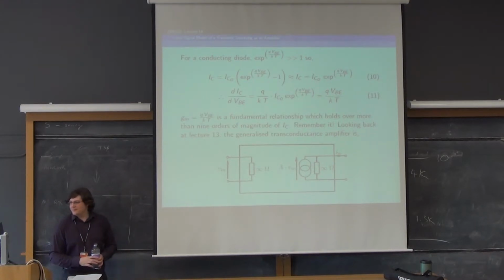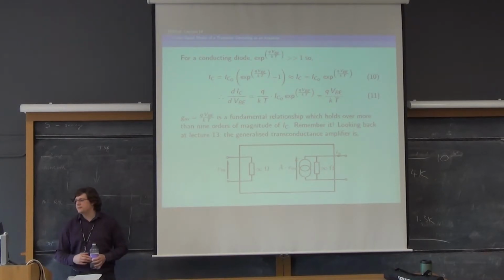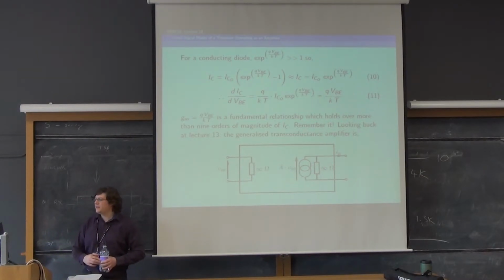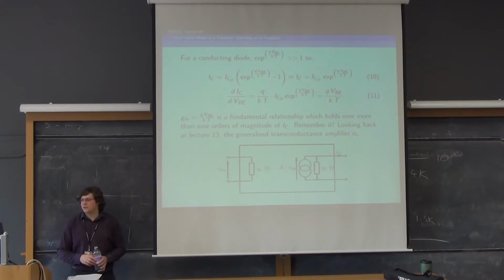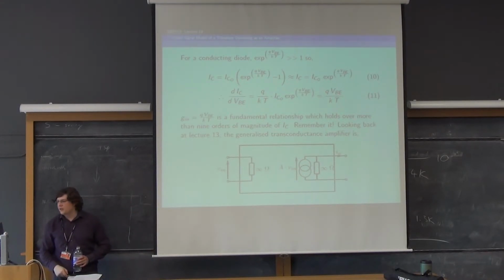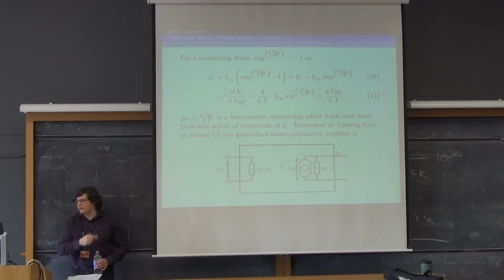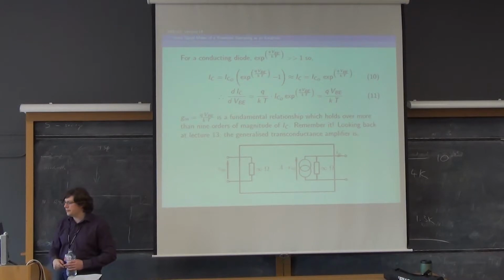Right, anyway, if you grab a calculator and try it, you'll find eQVBE upon kT is much greater than 1 for normal situations. So we can get rid of that minus 1 because it's not really significant. Then we can say that IC is approximately equal to IC0 e to the QVBE upon kT. We can differentiate that quite easily, and that yields the result I gave on the last slide.